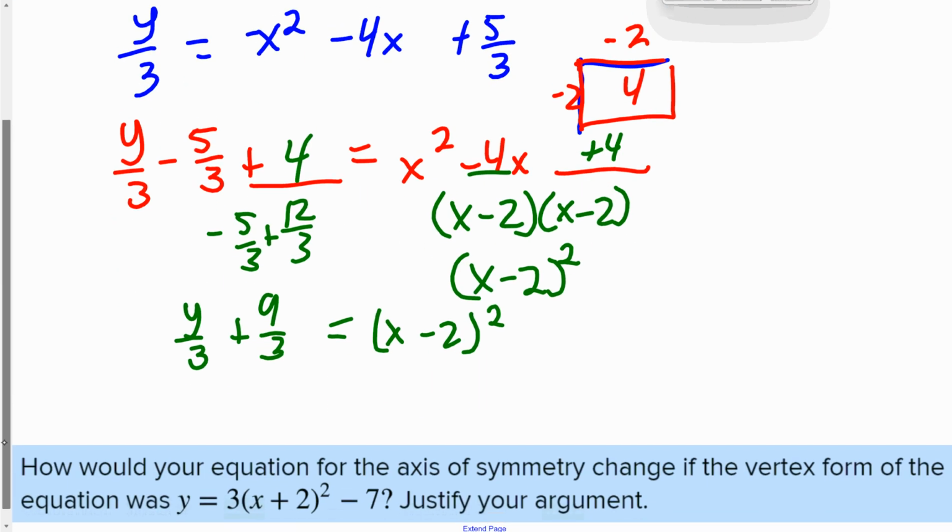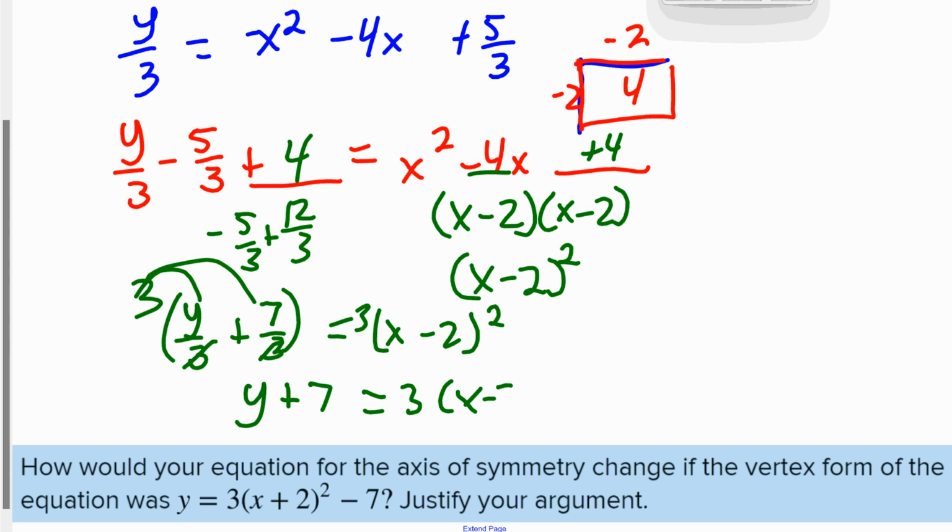So here I can multiply both sides by 3. Distribute that 3 to both of those. That means those 3's would cancel, and I get y plus 9. Oh, that's actually 7, not a 9. So some of you already recognized that. So 7, 3 times (x minus 2) quantity squared. Subtract that over, and we get y equals 3 times the quantity (x minus 2) squared, minus 7.